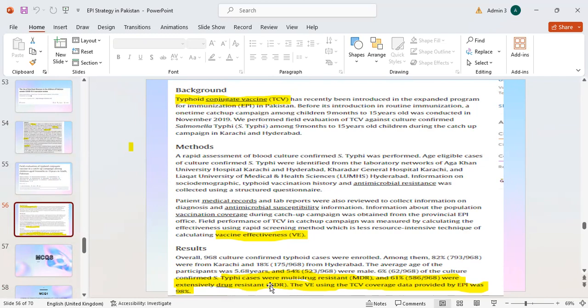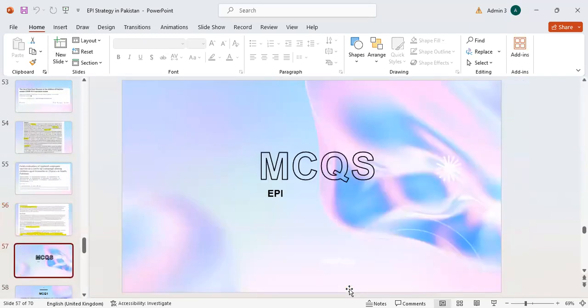Typhoid cases were multi-drug resistant and 61% were extensively drug resistant, and the vaccine effectiveness, the TCV coverage data provided by EPI was 98%. Now coming to our MCQ session.